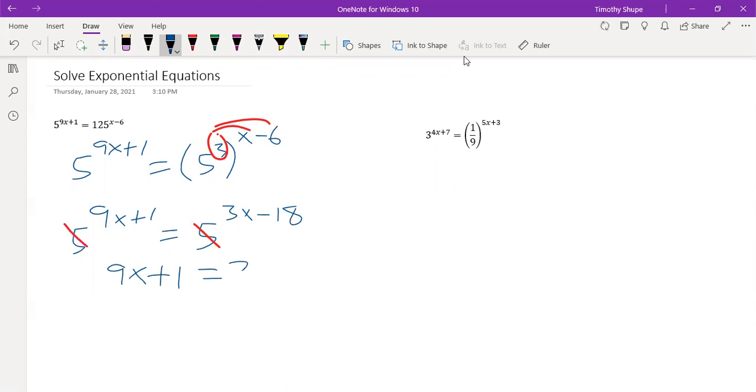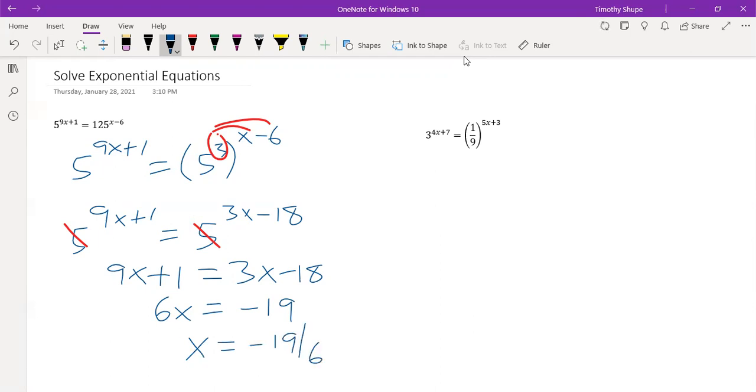So if I look at solving that equation that's left over, the 9x plus 1 is equal to 3x minus 18, I'm going to go ahead and collect the x values on the left side. So I have 6x's if I subtract the 3x. And if I subtract the 1 over to the right side, I get negative 19. And then I can finish this off by dividing off the 6, and I get x equals negative 19 divided by 6.